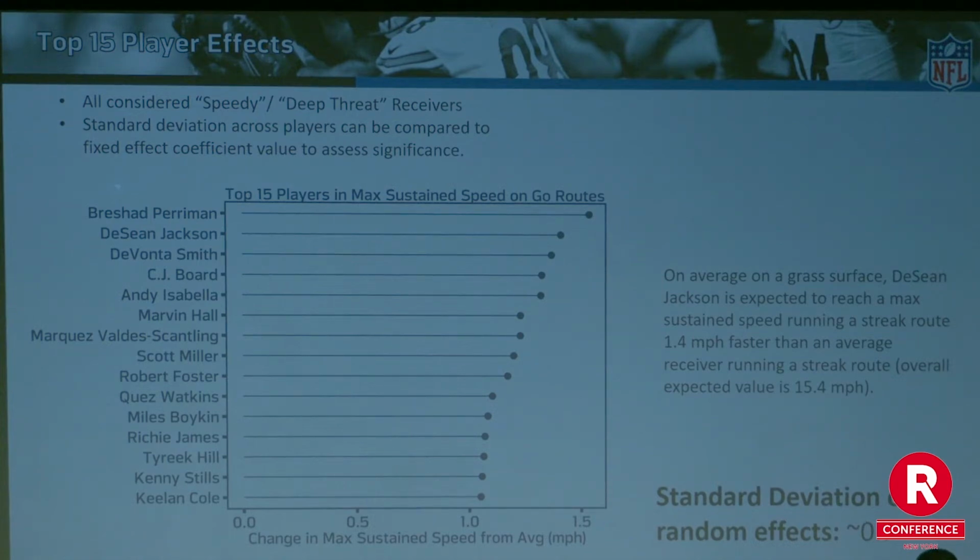The standard deviation of the random effects is just a way to think about how important they are. If the top player and the bottom player aren't that different, the standard deviation will be small. But because they are different, it's non-zero, about 0.7. And for those of you who follow football, a lot of these names are known as fast, speedy, deep threat receivers, so it makes sense that we're seeing these names.